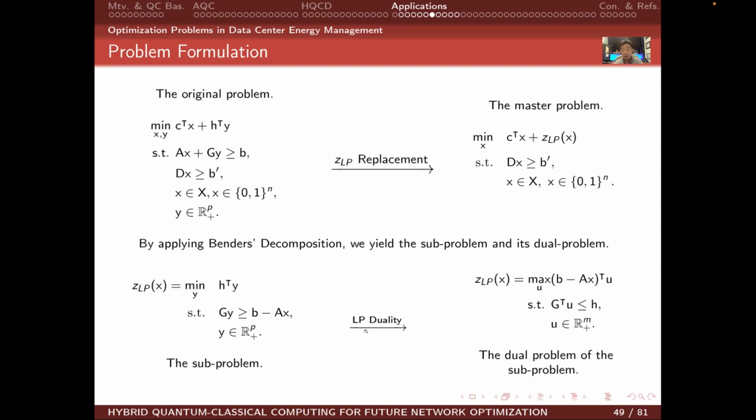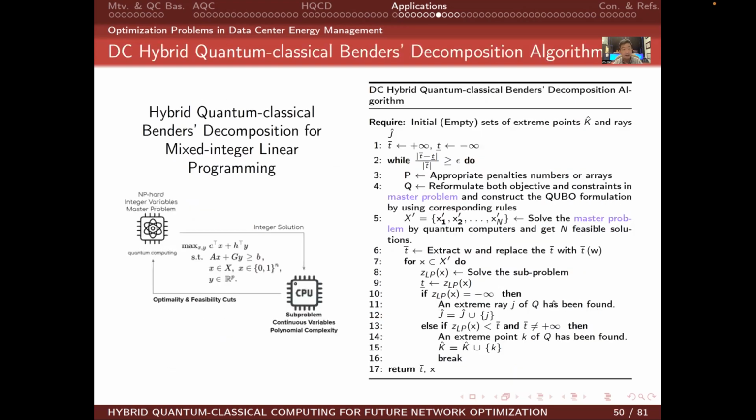And then we have the LP duality to change this one. And then the hybrid quantum classic Benders decomposition will have the algorithm like this one. Basically, for those integral parts, we will use quantum computing to do that. And after that, the integer programming solution will be provided to the classic computing for this continuous optimization.